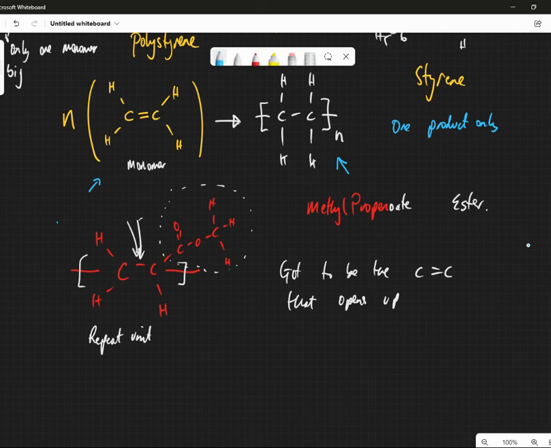You get one product only. And because everything joins together to form one thing, this is known as an addition polymerization. Okay? And addition polymerization can only be with double bonded things.